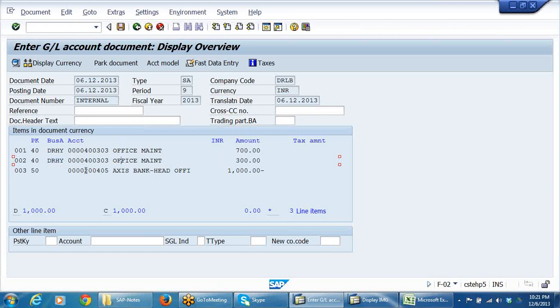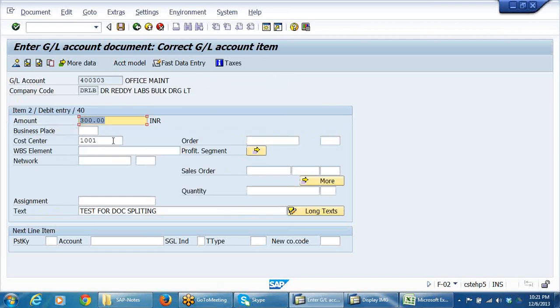Yeah. Can you think why the system has taken the business area, though I have not given it here? Is it related to the cost center? Excellent, you are 100% right. Because in this cost center we have given business area Hyderabad. So that's the reason it has taken.